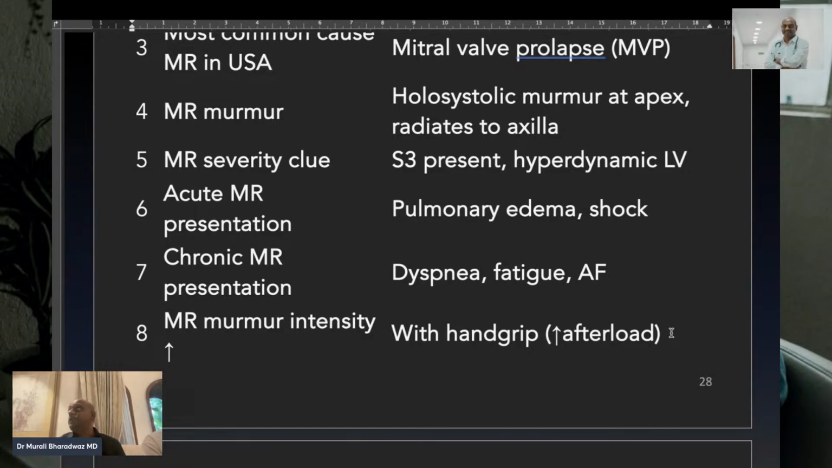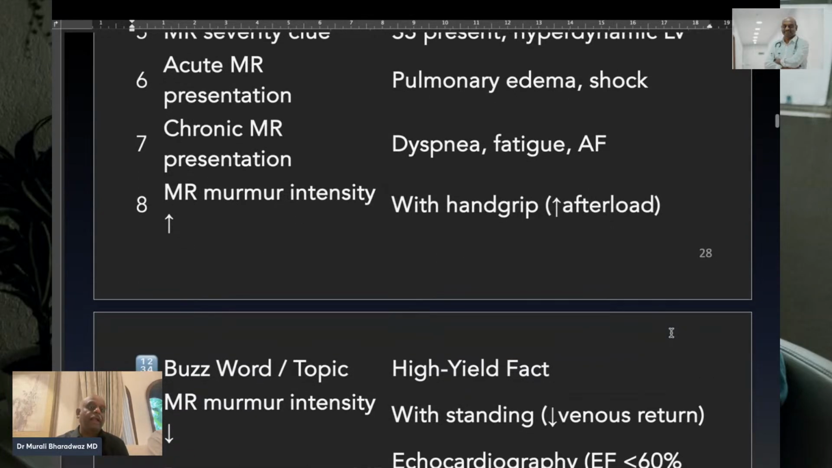And there is dyspnea. If the blood is not coming forward, you can't run, there is fatigue. Then the left atrium also will dilate, and that leads to AF.